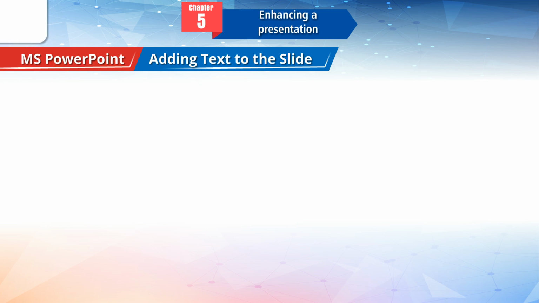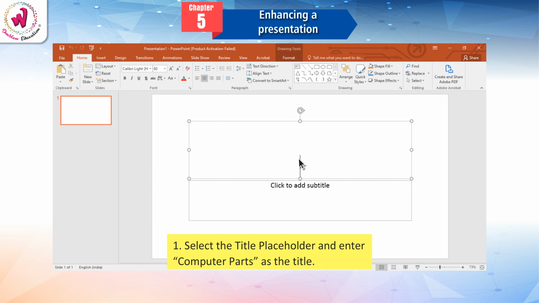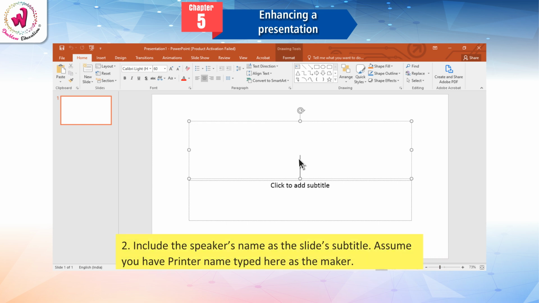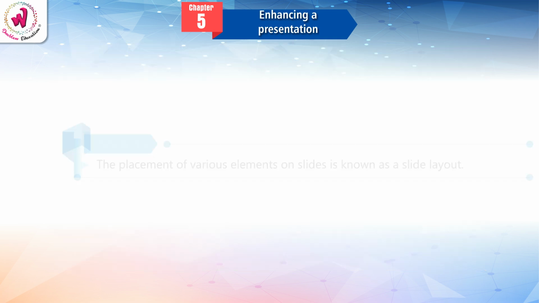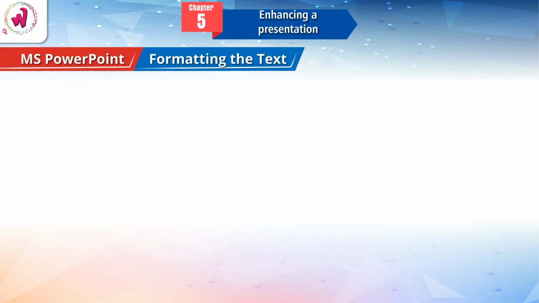Adding text to the slide. 1. Select the title placeholder and enter Computer Parts as the title. 2. Include the speaker's name as the slide's subtitle. Assume you have printer name typed here as the maker. Smart tip. The placement of various elements on slides is known as a slide layout.